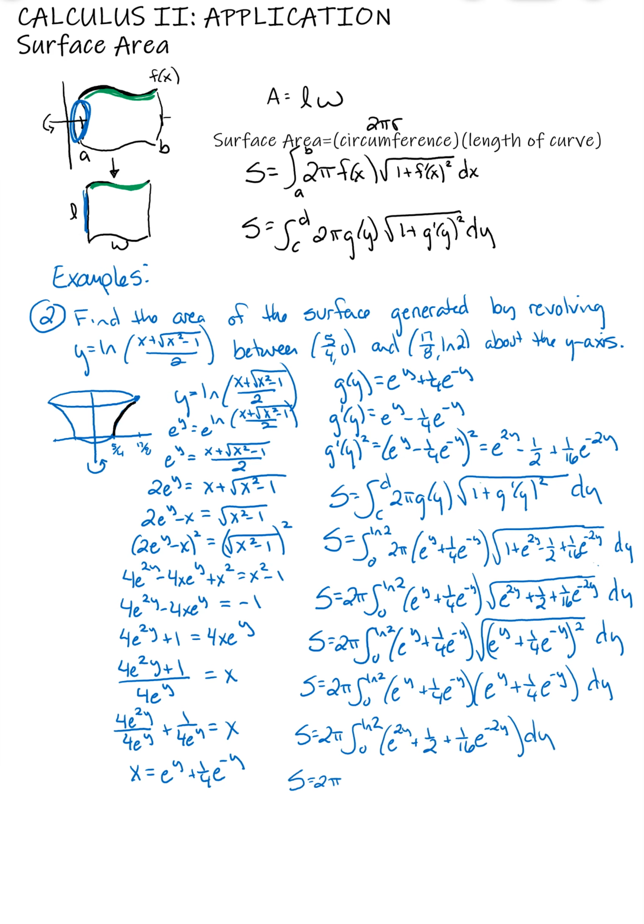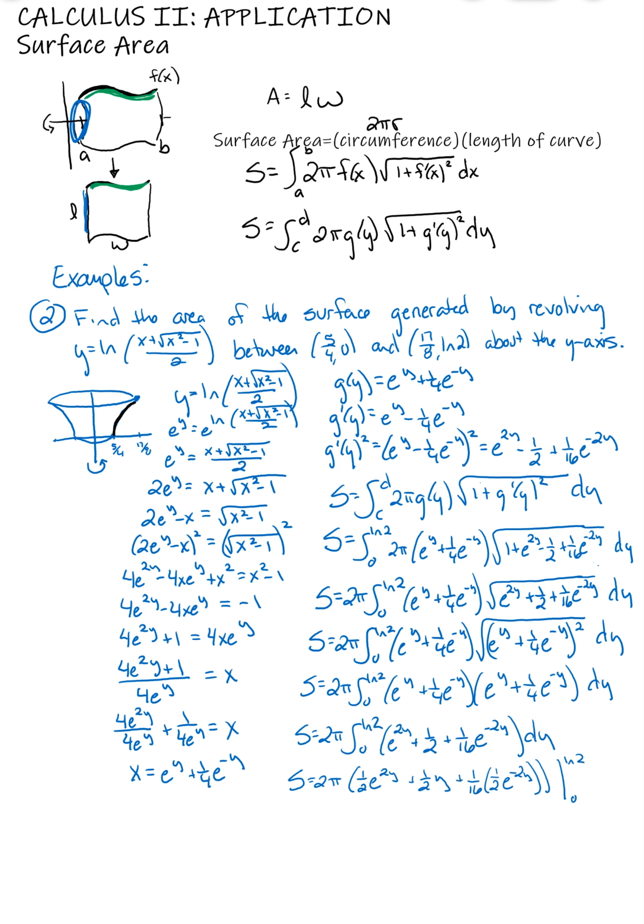The integral of e to the 2y, there is a u substitution in here. You should end up with 1/2 e to the 2y. Integral of 1/2, remember we're integrating with respect to y, so that's 1/2 y, plus 1/16 times the integral of e to the negative 2y. Again, a little u substitution, take your time with that. You should end up with 1/2 e to the negative 2y. We're going to evaluate that from 0 to the natural log of 2.